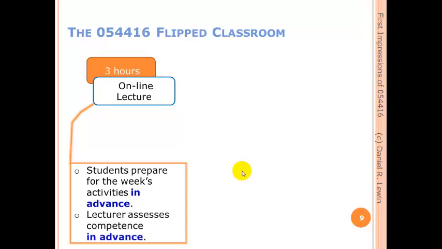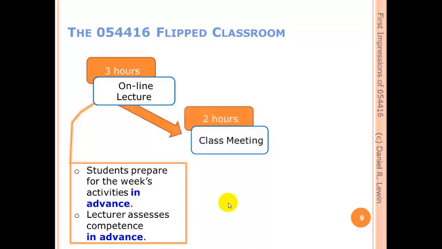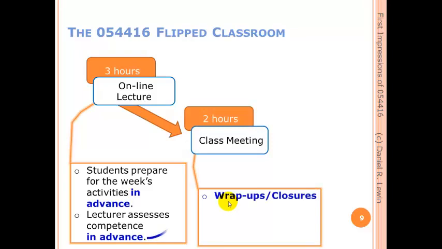By monitoring the class responses to the quiz questions, the lecturer can assess class competence by lecture segment in advance and plan accordingly. This is followed by the class meeting, in which the lecturer revisits only portions of the lecture materials that were observed to cause the most grief to the students.